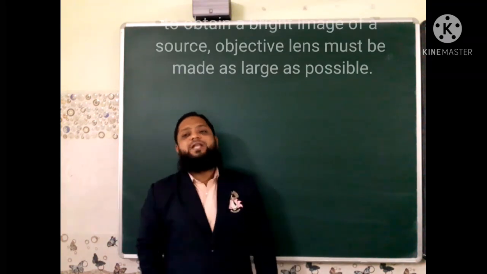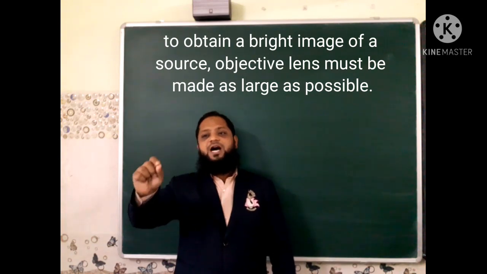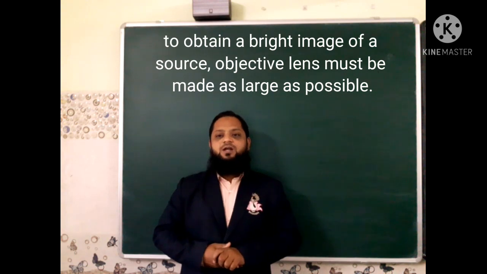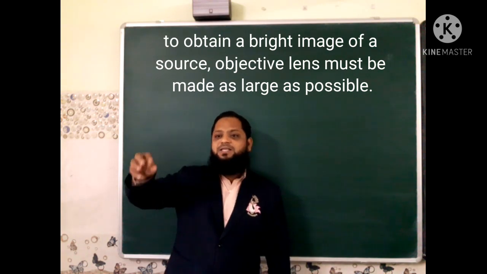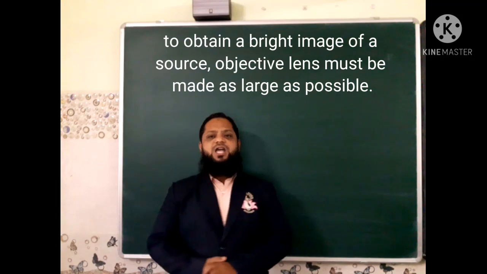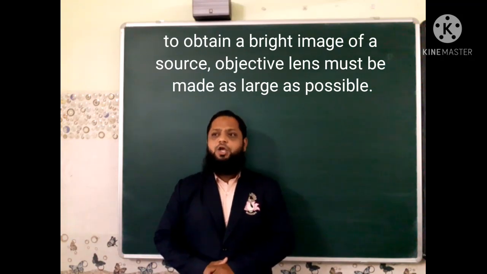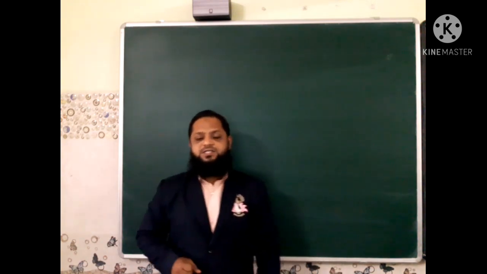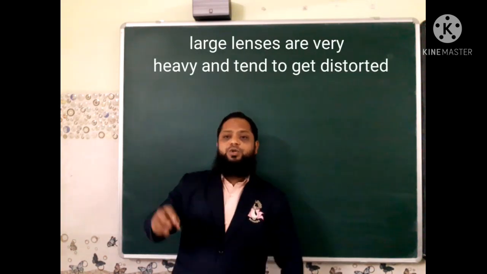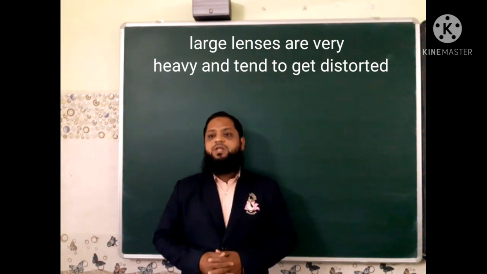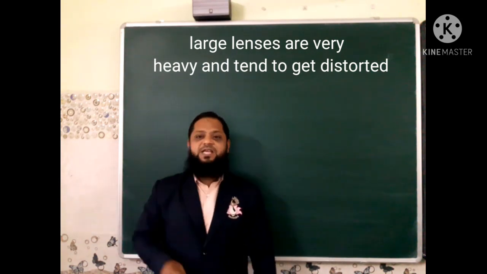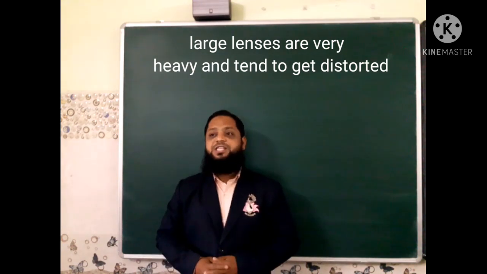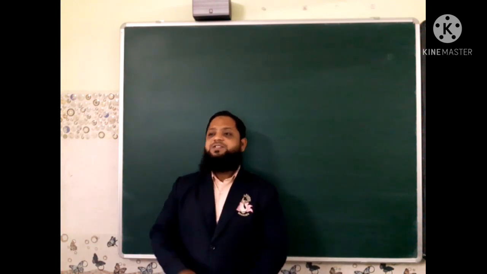If we wish to obtain a bright image of our source by collecting the maximum possible light, then the objective lens must be made as large as possible. Dear children, making the objective lens that large is very difficult. Large lenses are very heavy and tend to get distorted. This is the first problem in the refracting telescope.